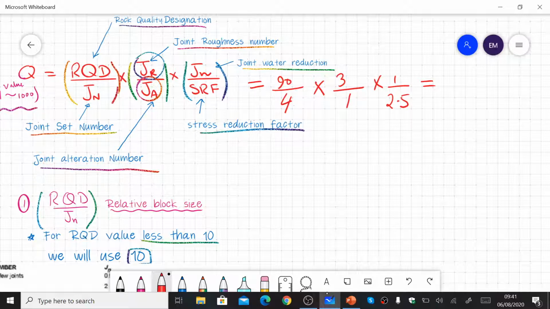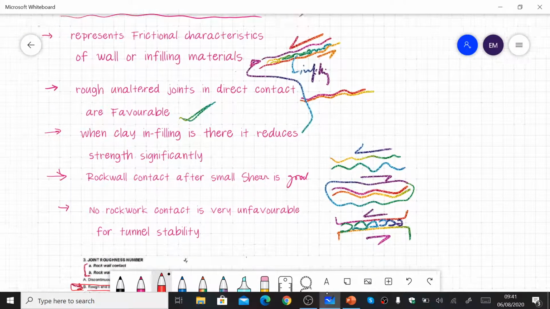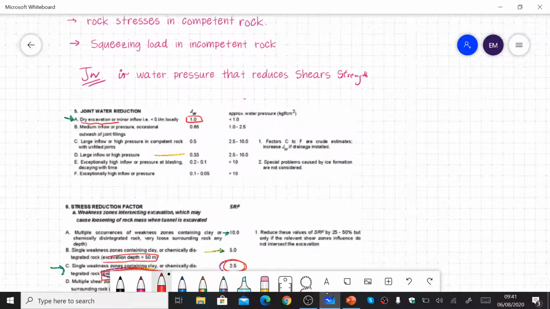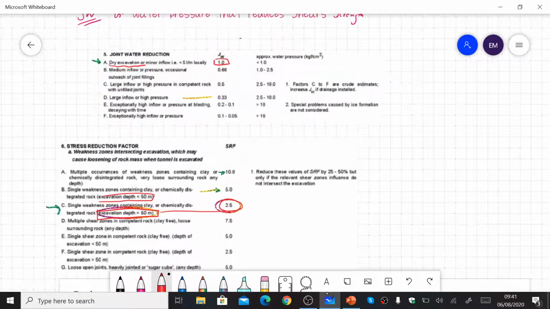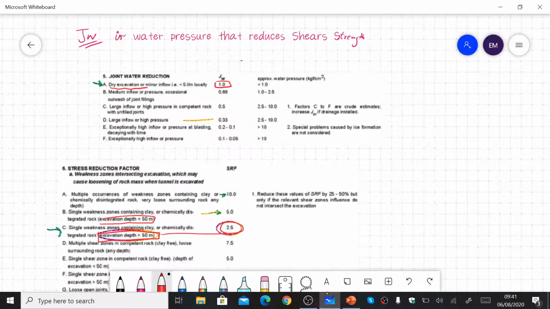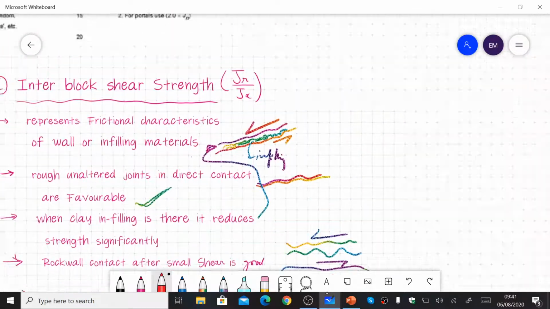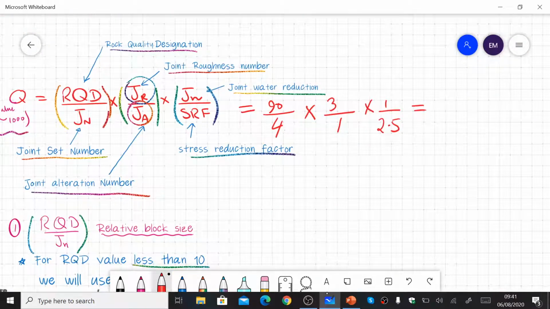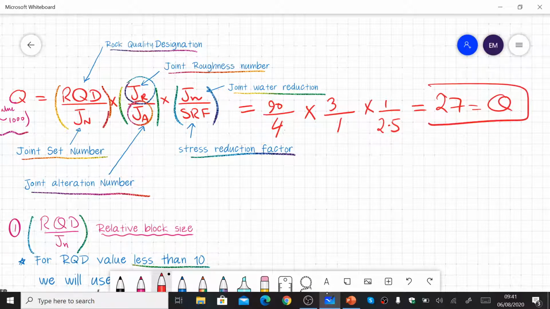So let's do the maths and see how much we are getting. 90 multiplied by 3, then divided by 4, and then divided by 2.5. Let's check again if I'm missing something. SRF, how much did we use? 2.5. Okay, so SRF of 2.5. So it's giving me a Q value of 27. So for the example here, the Q value is 27.